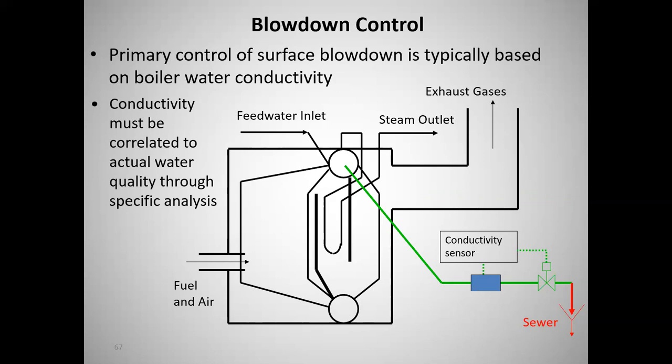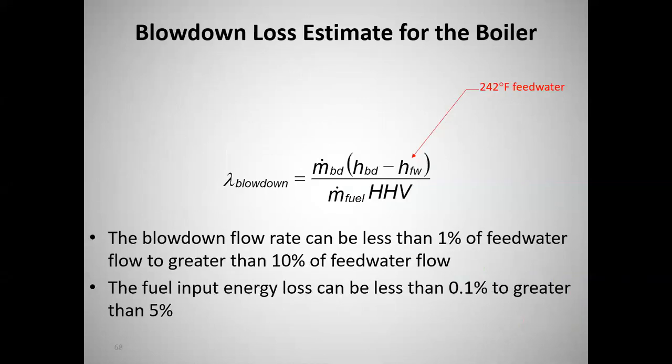And this shows the basic layout. That green line is coming out of the drum, goes through the conductivity sensor, and it's controlling a valve, and that blowdown, at least in this picture, is going to sewer. So we're throwing it all the way at this point. Okay, so let's do a calculation: blowdown loss estimate for the boiler.